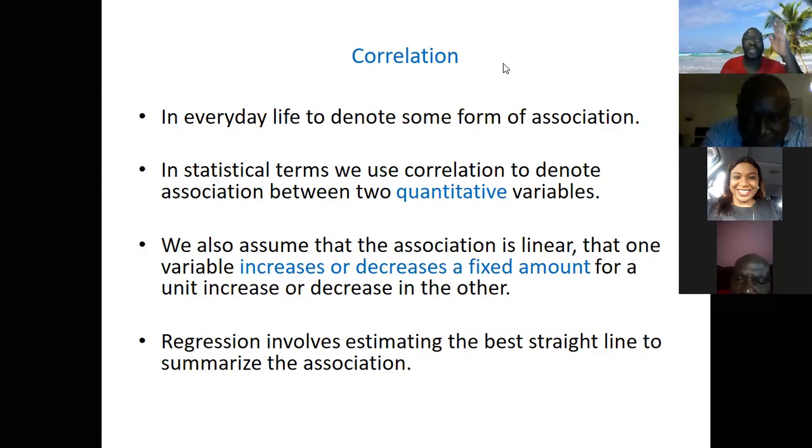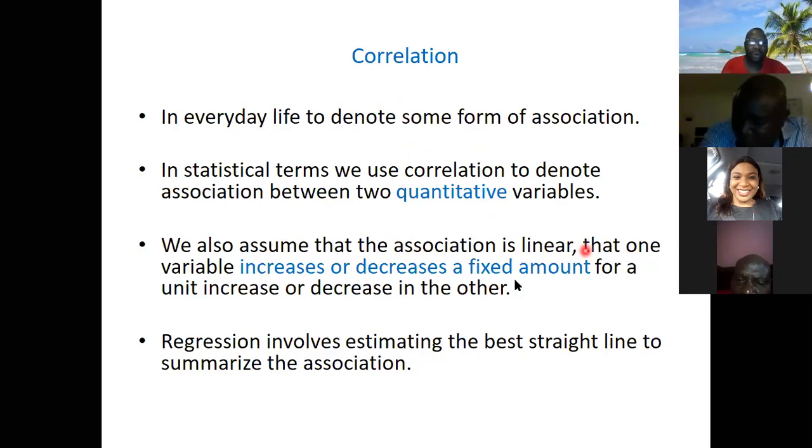If it doesn't have a number, for instance where you just have an ordinal variable that you cannot rank, then you cannot talk about correlation because you cannot assign a numerical value to it. So in statistical terms, correlation denotes association between two quantitative variables. We also assume that the association is linear.